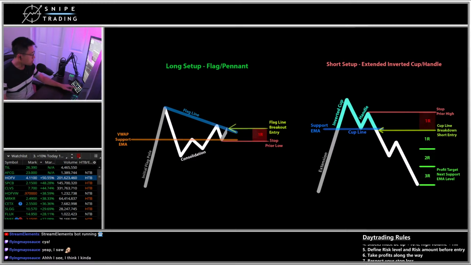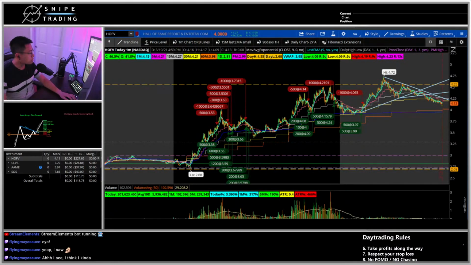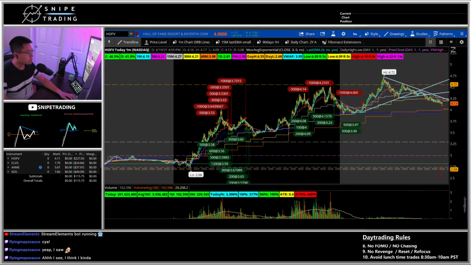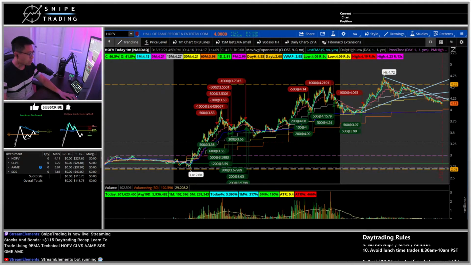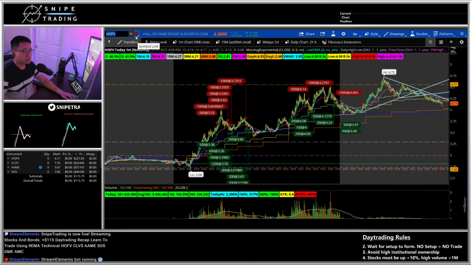So let's get started, starting from the top here. Today I made a total of $115. I didn't trade as much today. I didn't see much movement in the market or many setups, but I'm going to capture what I have and pocket a total of $115 there. So let's start from the top. HOFV is what I have open here.